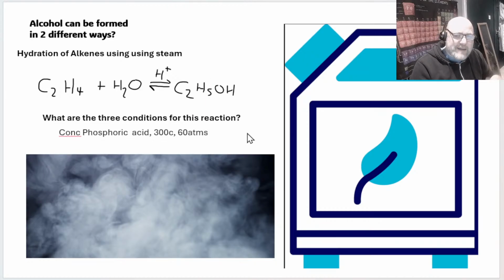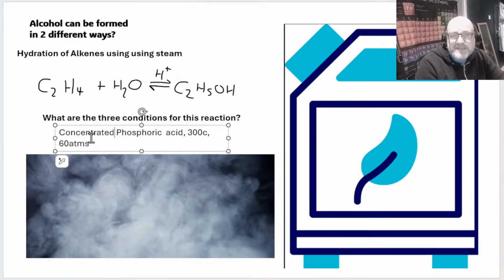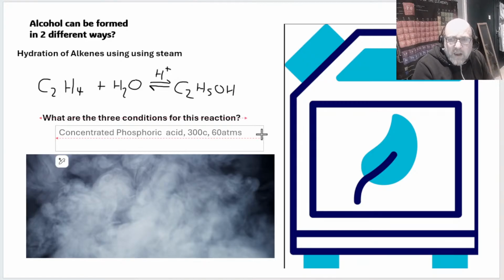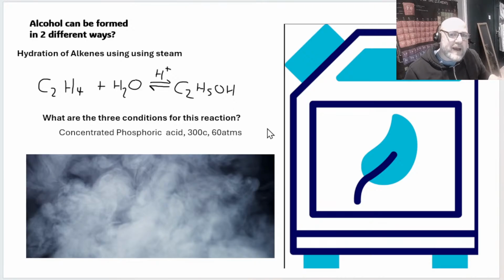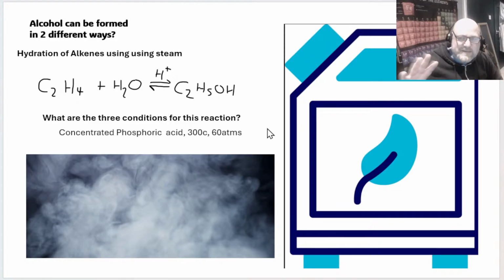Now, phosphoric acid and concentrated sulfuric acid in organic chemistry can be pretty much interchangeably swapped. There is a slight difference. Phosphoric acid is a slightly nicer catalyst. You don't get so many side reactions. If you use sulfuric acid, you get more side reactions formed. So it's not as clean, you don't get as clean a product. So potentially they will favour phosphoric acid.